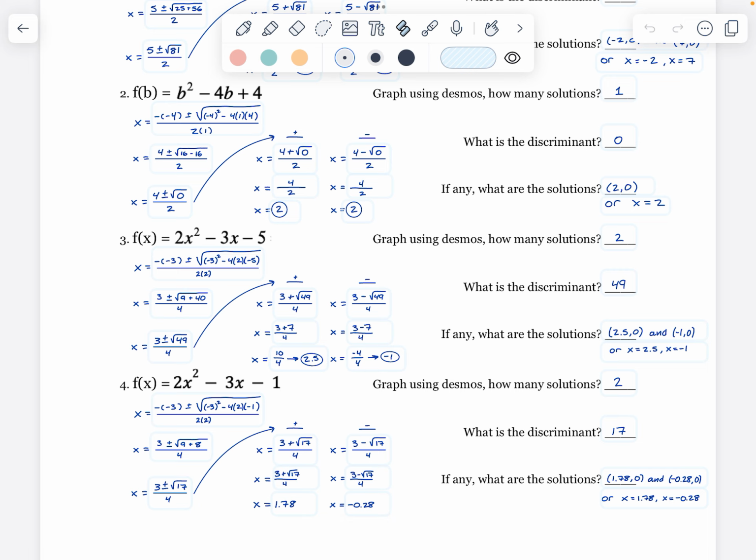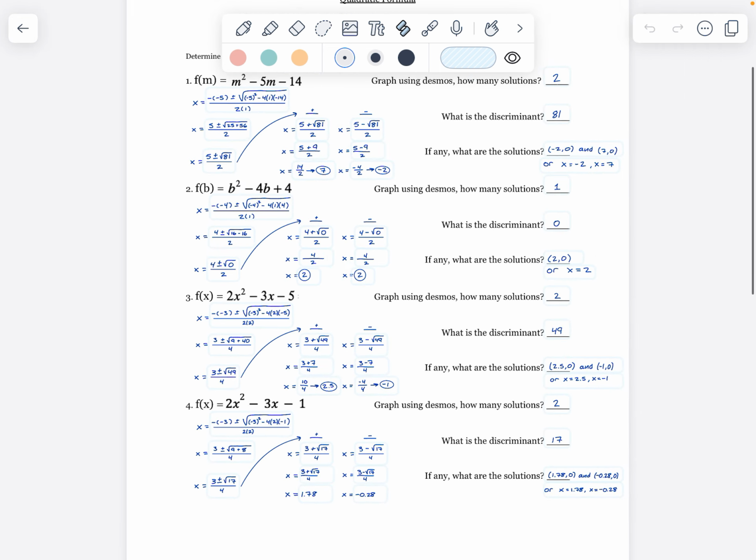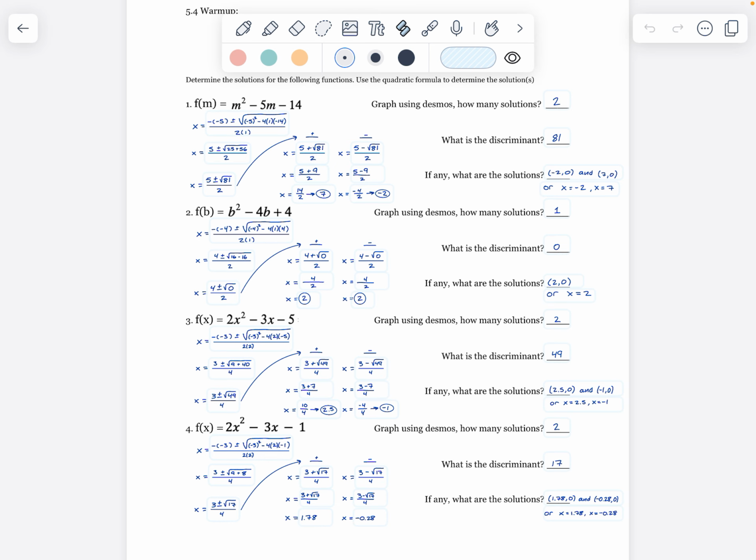There you go. If you would like to pause the video to check some of your work, feel free. Right now, I want you to move into the notes as soon as you are done with this worksheet. Okay? If you have any questions, please do not hesitate to send me an email and let me know, or ask one of your classmates around you.